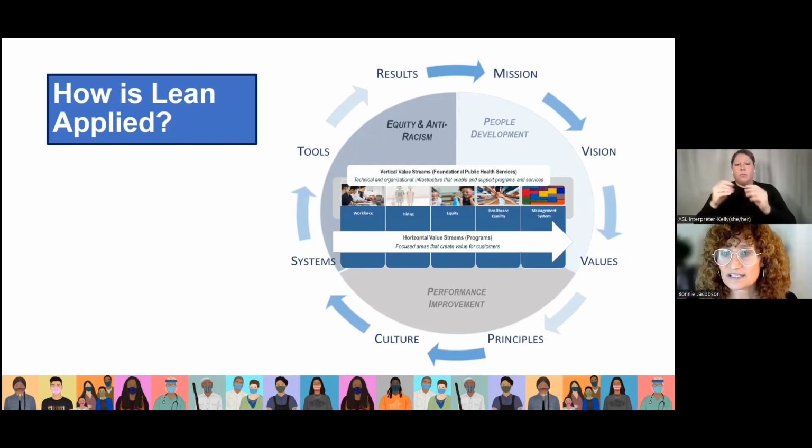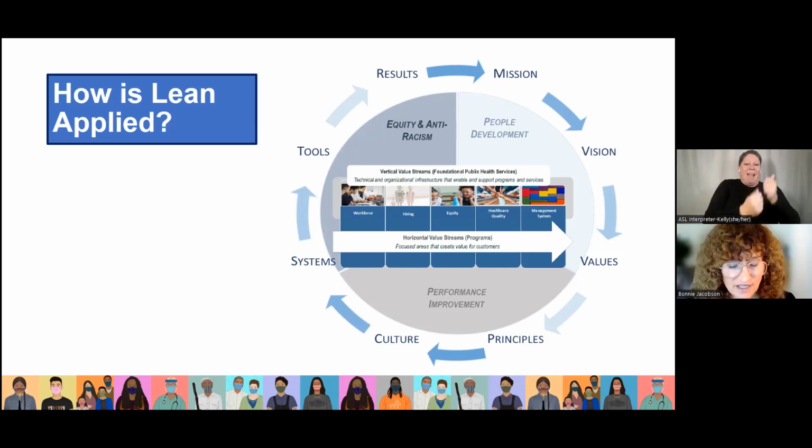So there's work that's done on things like the hiring process, which affects everyone, equity throughout the department, IT, that affects everyone, developing the workforce in terms of allowing people to get the skills and the training that they need, that affects the entire department. Those are the more vertical value streams you work on.